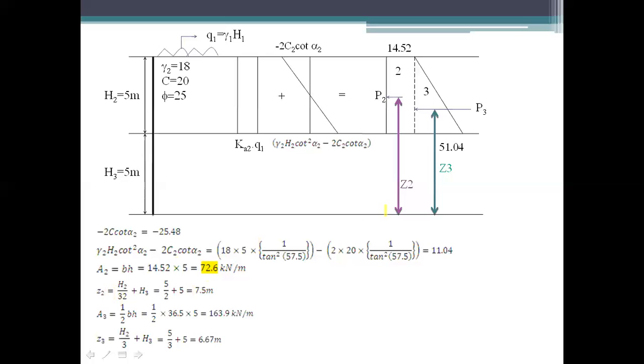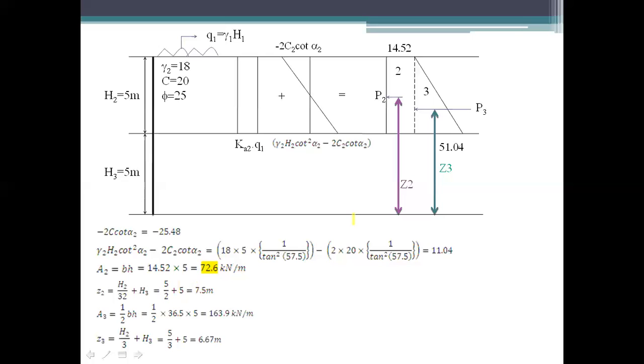Now Z2. Where is Z2? This is your third layer, so it is acting from the base of the third layer to the center of your rectangle. So the center of the rectangle from the second layer is H2 by 2 plus H3, which is 5 upon 2 plus 5, equal to 7.5 meters.